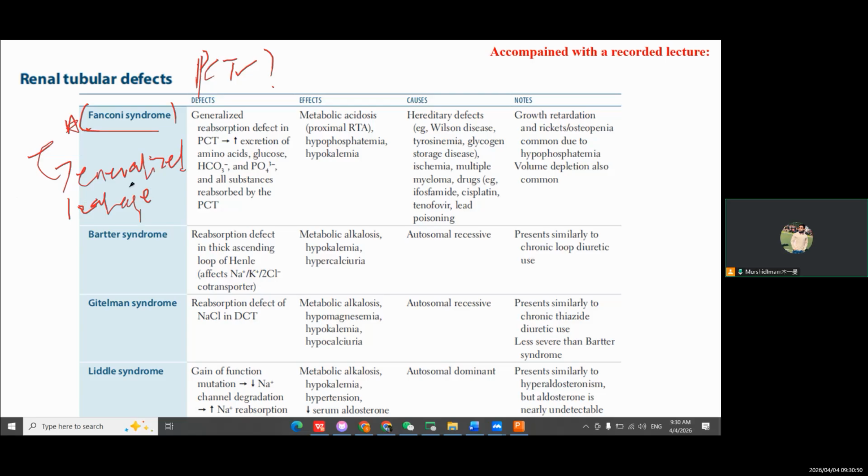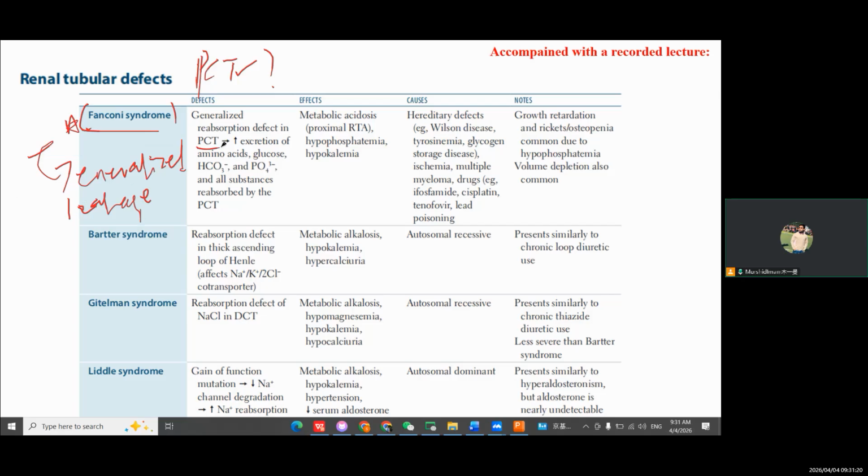Think of the proximal convoluted tubule as your nephron's bulk reabsorption center, as we have learned previously. It is the part of the nephron where it's supposed to reclaim the glucose, the amino acids, the bicarbonate, the phosphates, the uric acid, and more. But in Fanconi syndrome, there is a generalized reabsorption defect in this PCT, and it's not just one transporter; it's a widespread dysfunction.